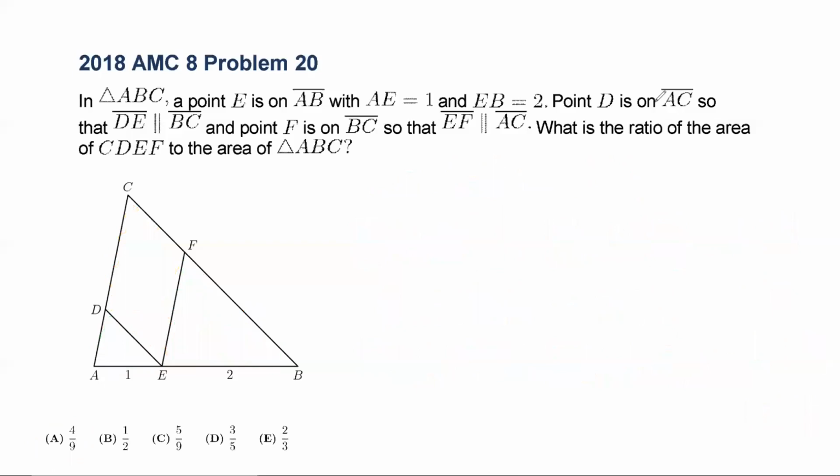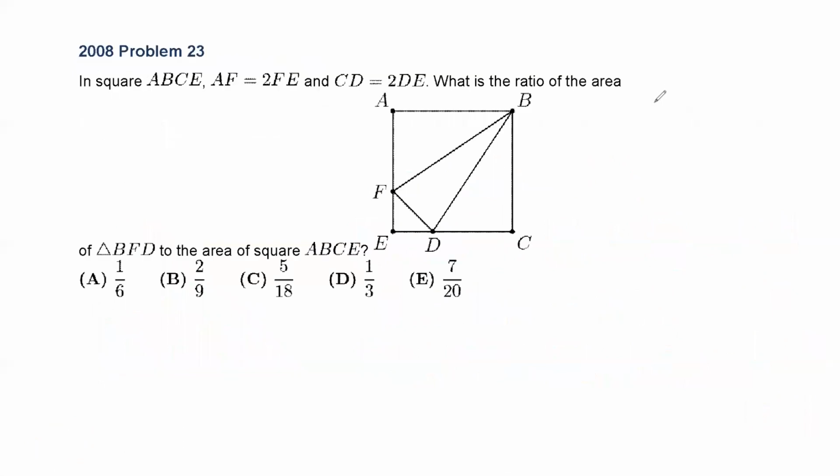Okay, onward. In square ABCE, AF is equal to 2 times FE and CD is equal to 2 times DE. What is the ratio of the area of triangle BFD to the area of square ABCE?